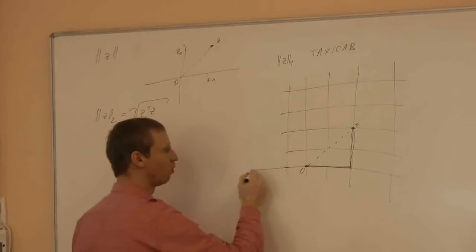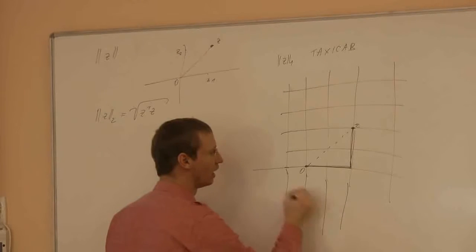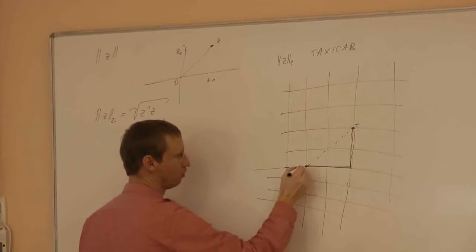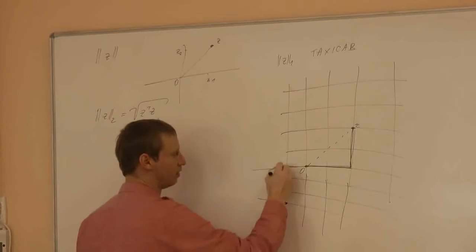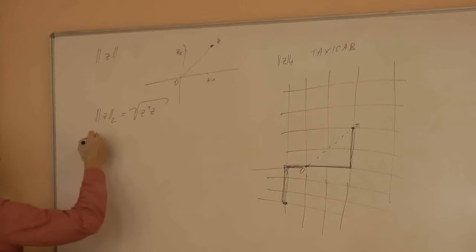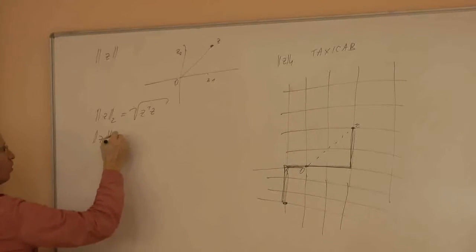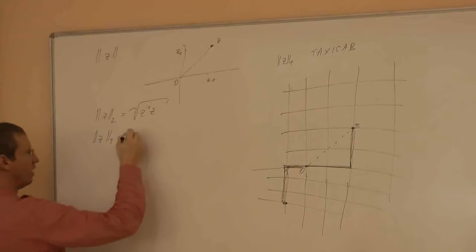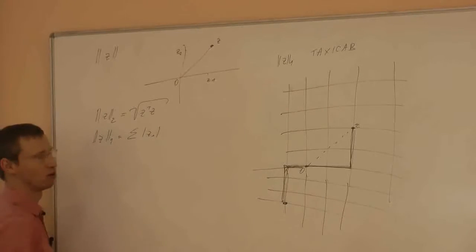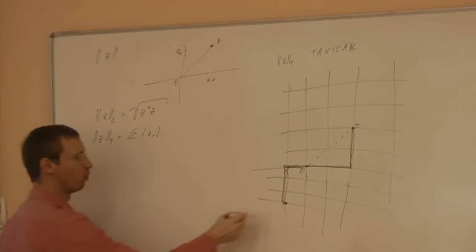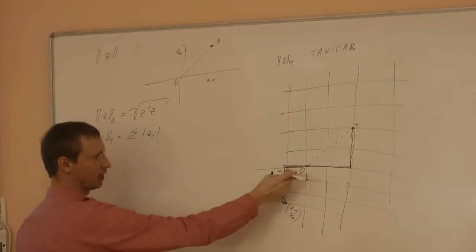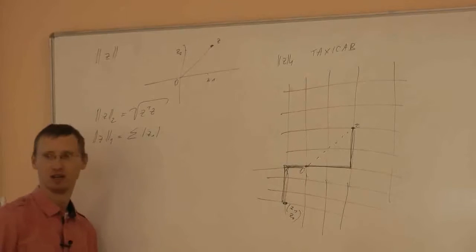By the way, this point can as well be in a negative relation to the origin. It can be, for instance, here. Okay, so we would need to go here and there. A distance like this is called the one norm, and it's defined as the sum of the absolute values of individual coordinates. So this point has coordinates z1 and z2. So we are taking this absolute value plus this absolute value.